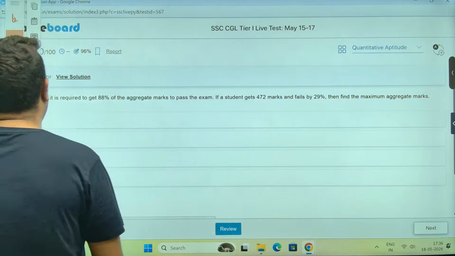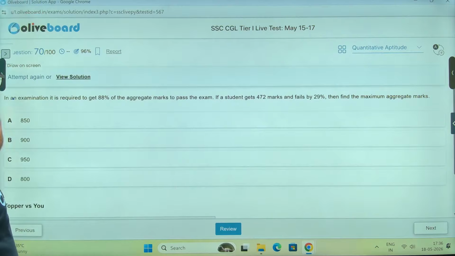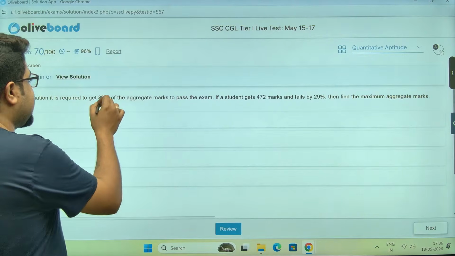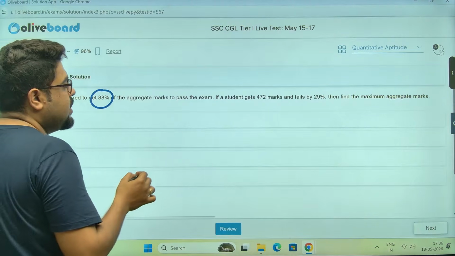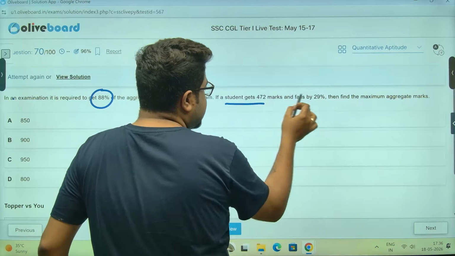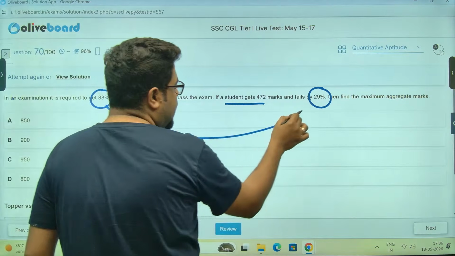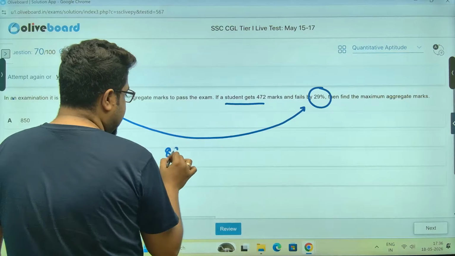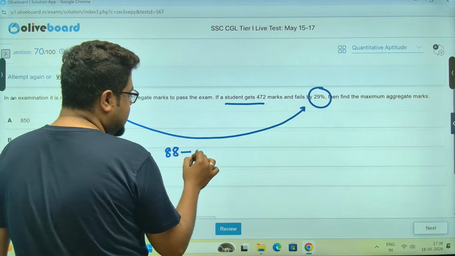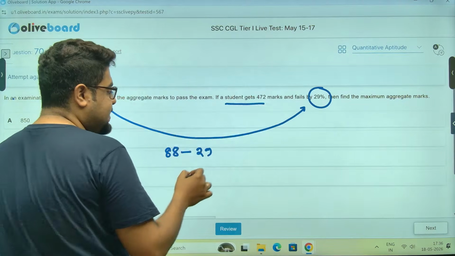Keep it simple. Again, I'm saying, in an examination, it is required to get 88%. A student got this much, fails by 29%. Acha, that means he got how many percentage? 88% to pass, but failed by 29%.